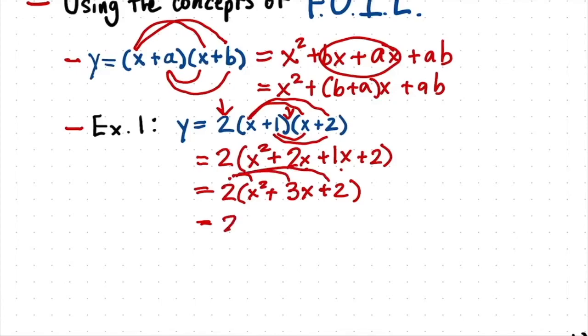So this becomes 2x squared plus 2 times 3 is 6, so 6x plus 4. And there you go. There's your answer. See? So now this is in the style of standard form that we saw before, right? So that's how you go from this factored form to this standard form right here. You just factor everything out, you make it a little bit longer, and there you go.